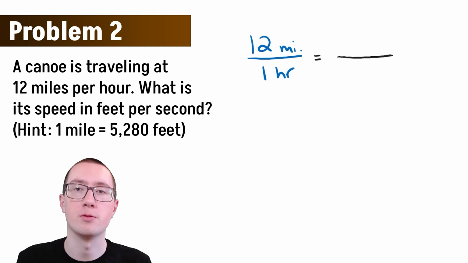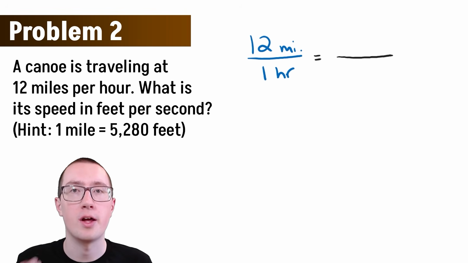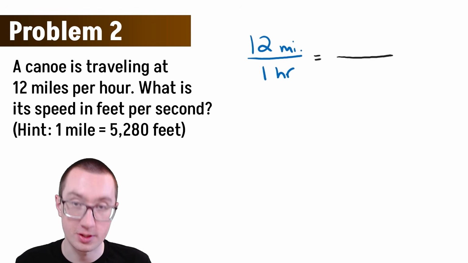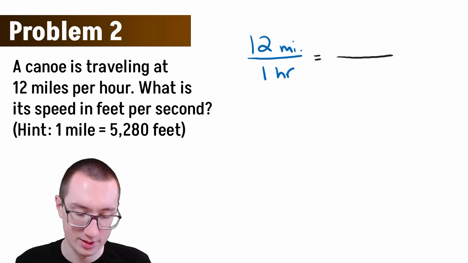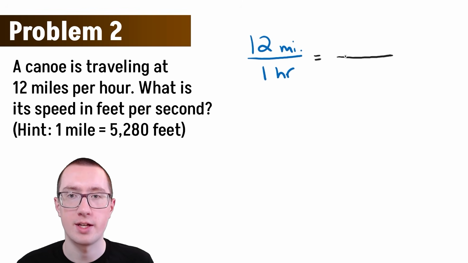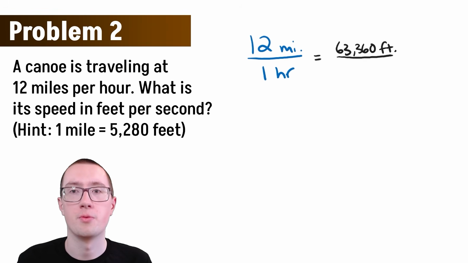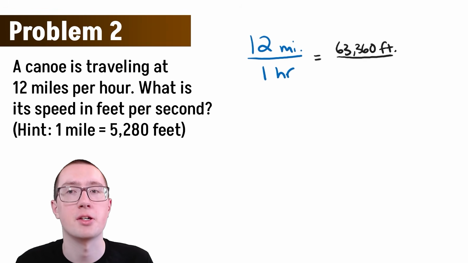So to convert miles to feet, we just need to multiply 12 by 5,280. And when we do that, we're probably just going to get some giant number. Let's go ahead and see what that is. Okay, it looks like we get 63,360. So that's cool and all, but we have to turn the hours into seconds now because it's not feet per hour, it's feet per second.